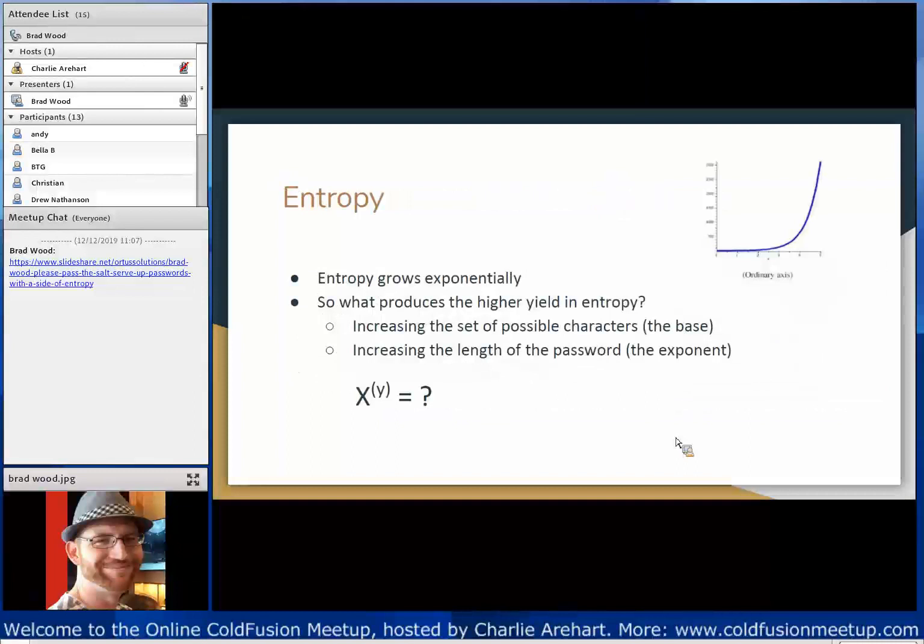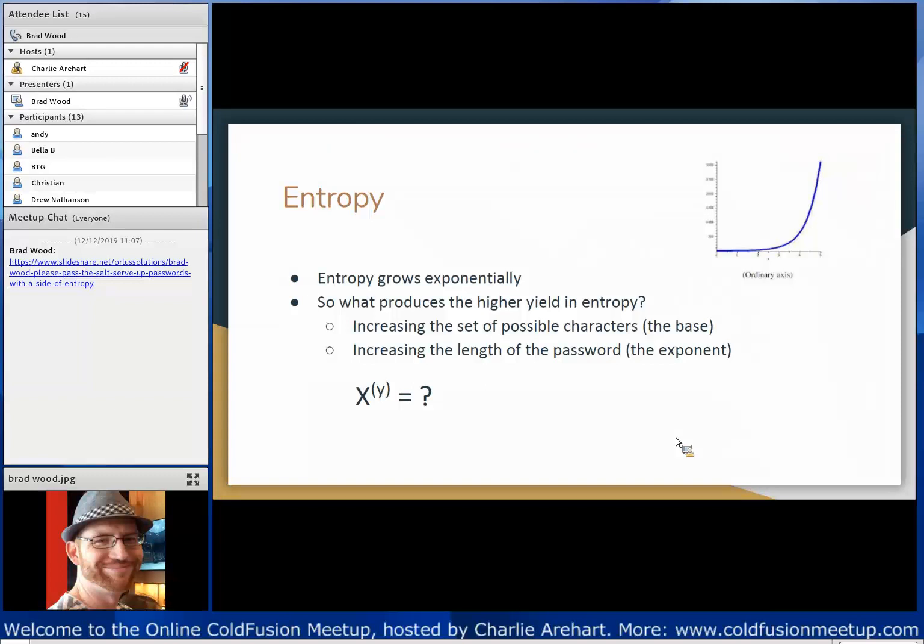So let's talk about entropy, because it's really all about creating so many possible combinations that it would be impossible for a hacker to go through and generate all the combinations, right? So entropy grows exponentially, like we talked about. So what produces the higher yield in entropy? Increasing the set of possible characters, which is our base number, that's x, or increasing the length of the password, which is the exponent. If anybody wants to take a quick stab at that, I'll wait a couple seconds before I change the slide. What do you guys think? What will give you more entropy? Making your users have longer passwords, or increasing the number of characters you have them put in their password?